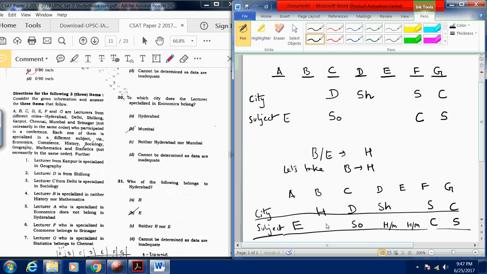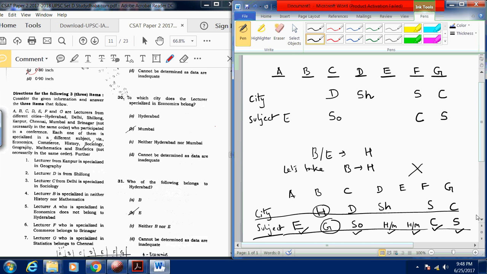So the subject that you're remaining with is economics, you have filled up, commerce you have filled up, history or mathematics you have filled up, sociology you have filled up, geography you have not filled up, history, mathematics you have filled up, statistics you have filled up. So geography. So now it says that lecturer from Kanpur is specialized in geography. But if you say that B specializes in geography, then he's not from Kanpur, he's from Hyderabad. So this assumption is wrong.